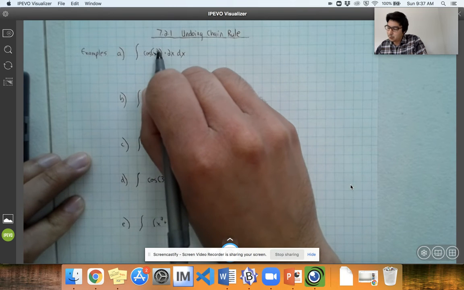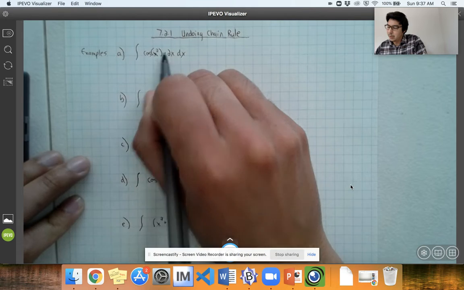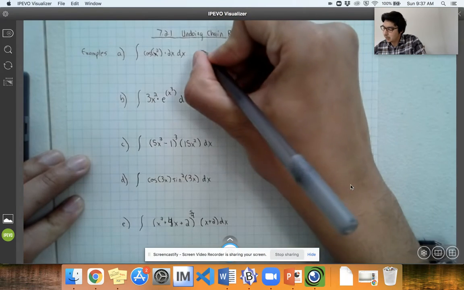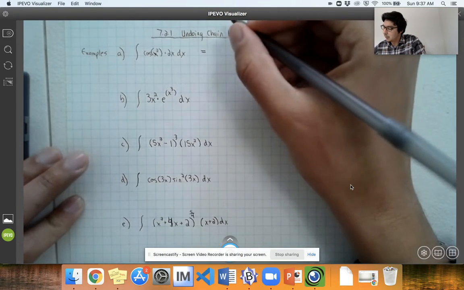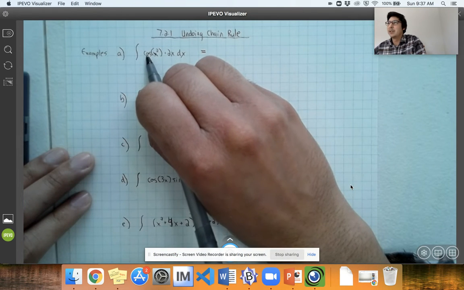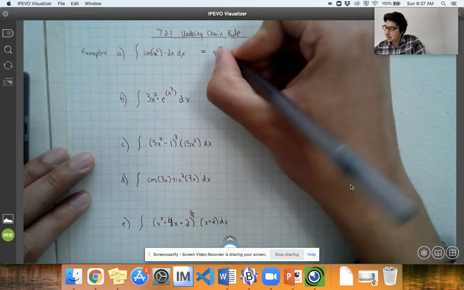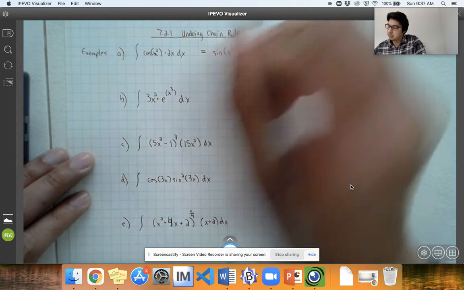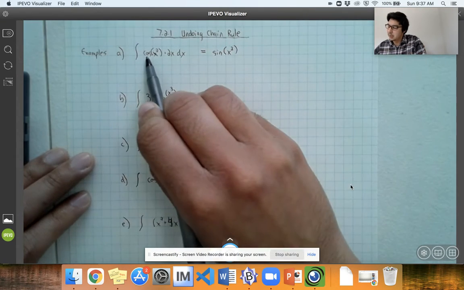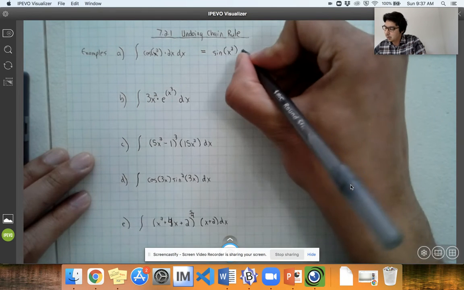Well, I already see that the derivative of x squared is going to give me 2x. So then what I can think about is I need to get cosine. So the derivative of what gives me cosine? Well, that's sine. So it's going to be sine, and I'm going to keep x squared. So the derivative of sine is cosine, leaving the inside x squared, and then times the derivative of that, which is 2x. Well, I think that'll work.